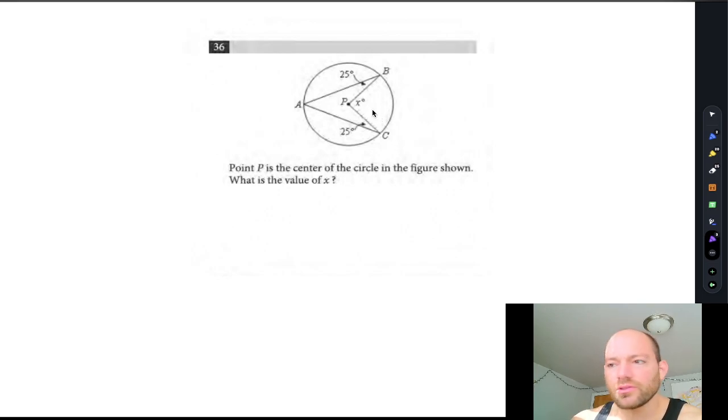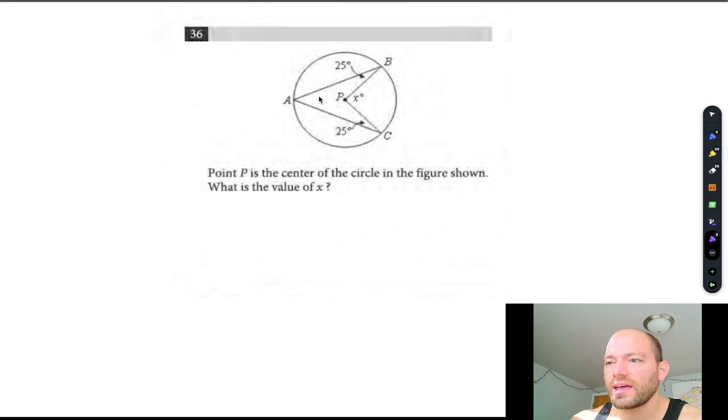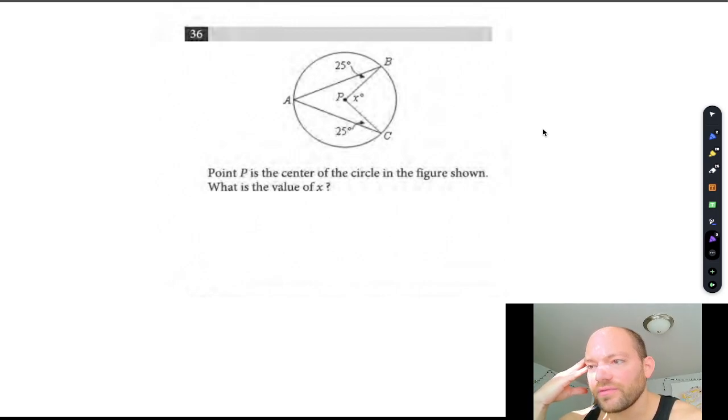And you remember what we learned, right, about this angle A? Remember how this angle A is the inscribed angle and this angle P is called the central angle? Remember the relationship here? The central angle is double the inscribed angle. So whatever this angle is here, double that, and that's going to be the central angle here. Okay, point P is the center of the circle in the figure shown. What is the value of X?